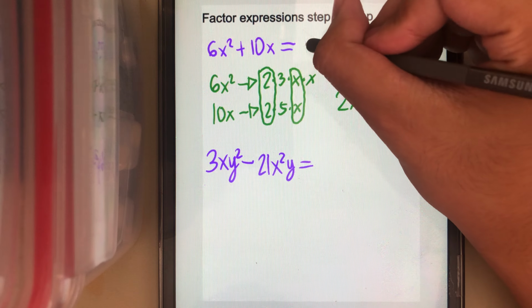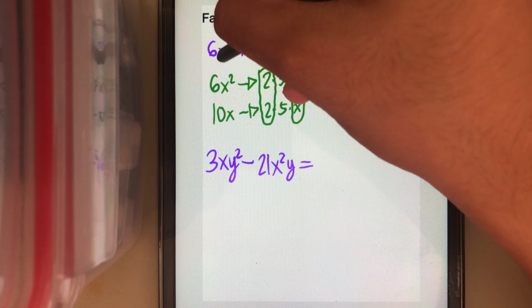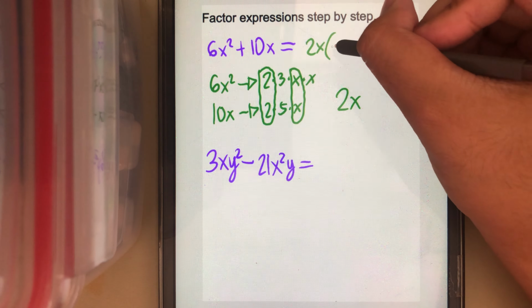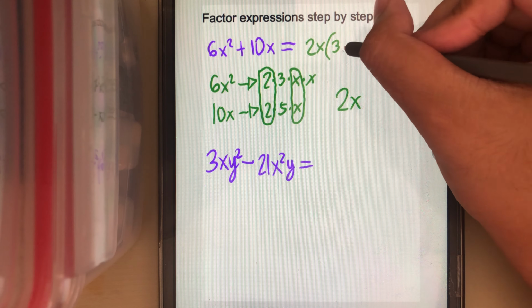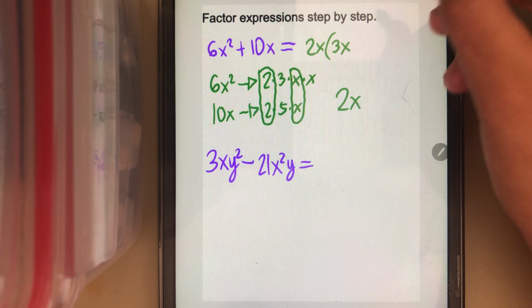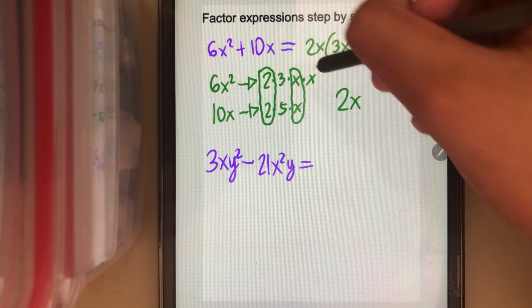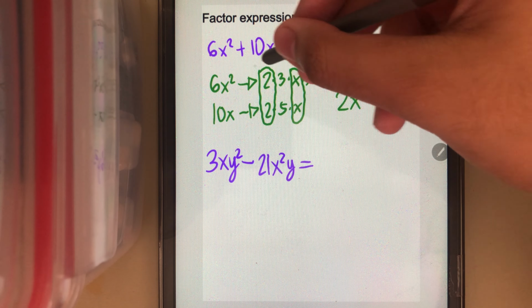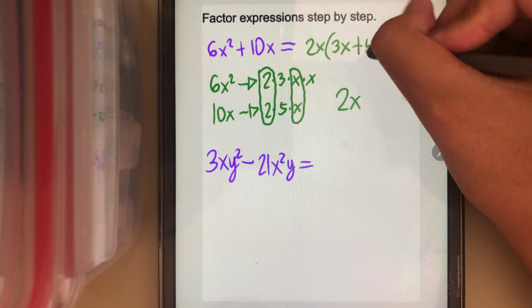So we put 2x right here, and then times 6x squared divided by 2x. 6 divided by 2 is 3, and x squared divided by x is equal to x. And then 10x divided by 2x. 10 divided by 2 is 5, and x divided by x is 1. It's plus 5.